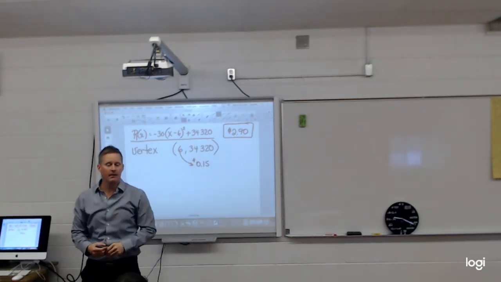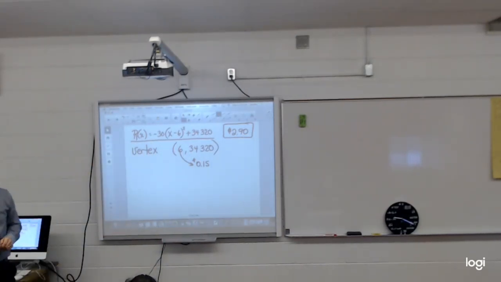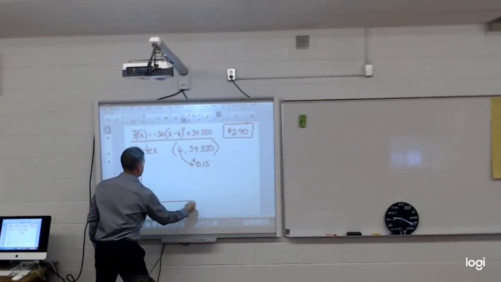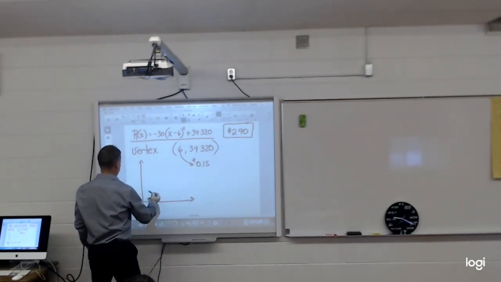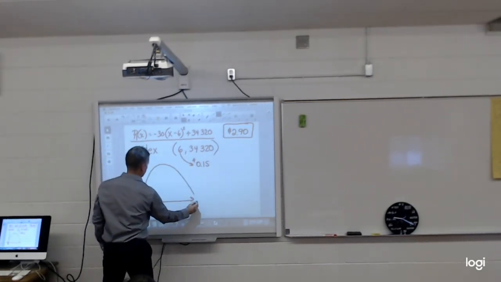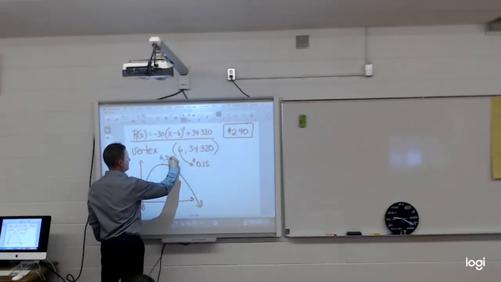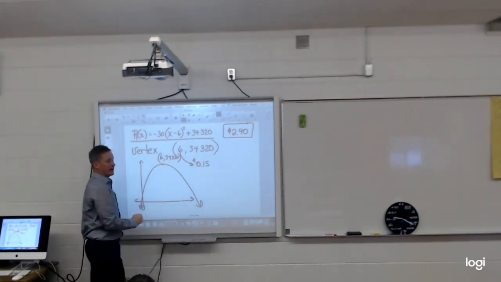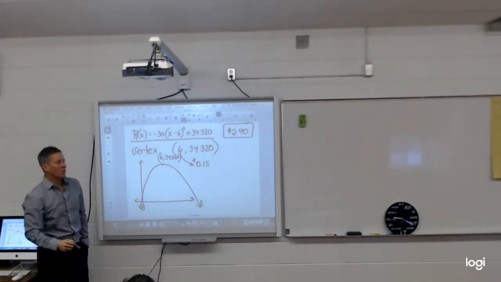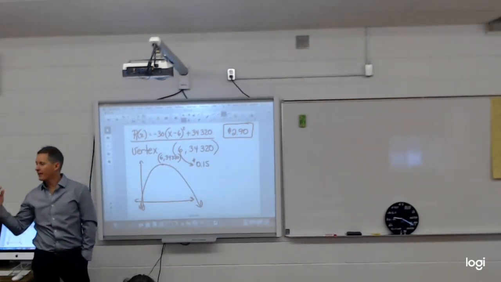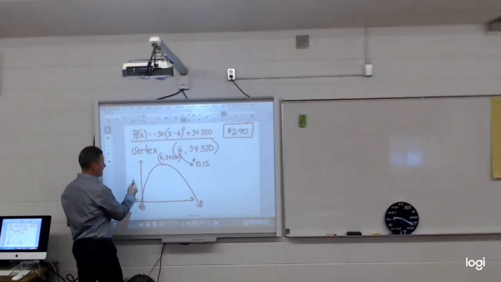Okay? All right, now that wasn't what the question asked. The question said it wants to make $30,000. So right now you have a parabola. I don't know what it looks like. It looks something like this, right? In which this is 6 and 34,320. Agreed? So we need to find the amount we can charge in order to make $30,000. So what I want you to do next is this.